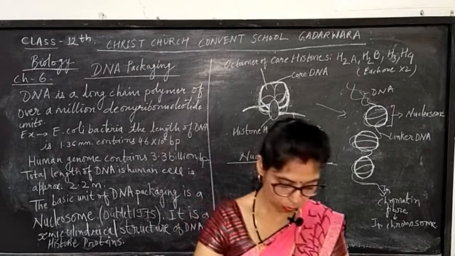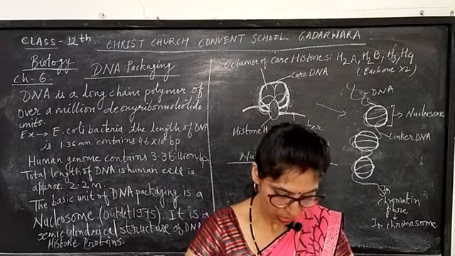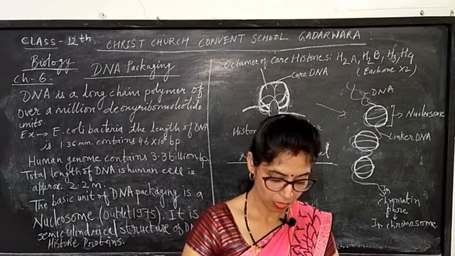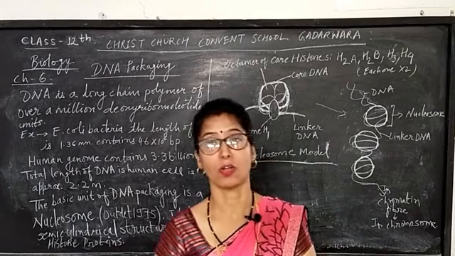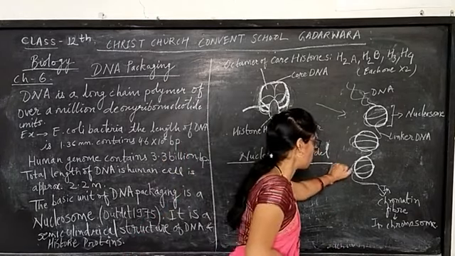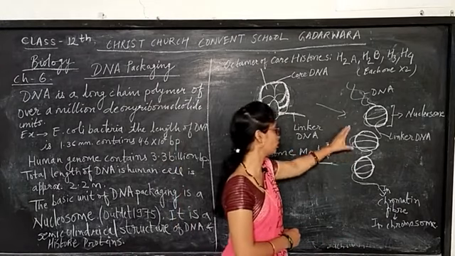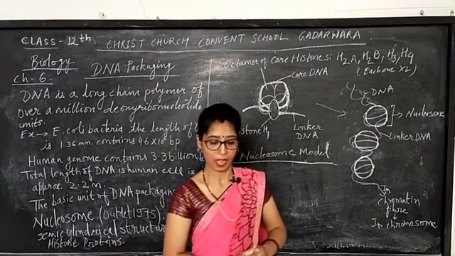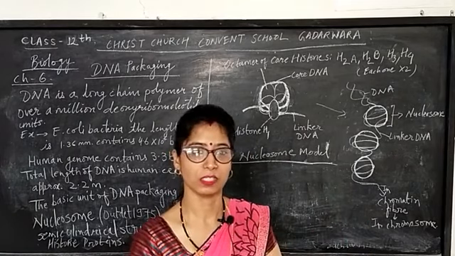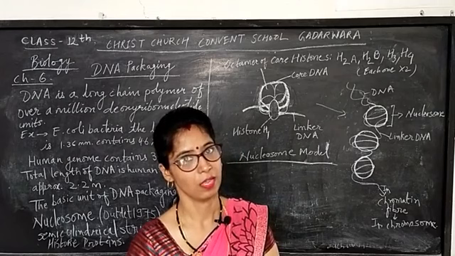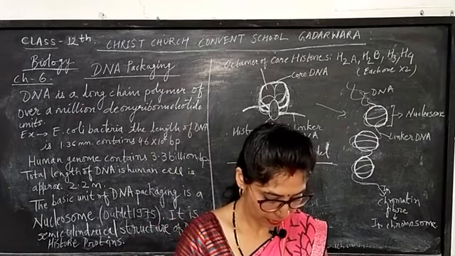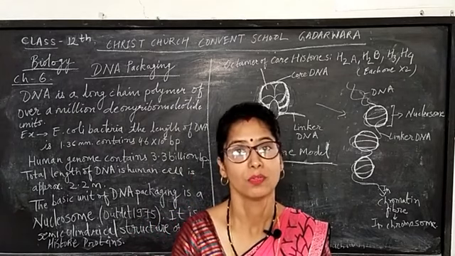So this is about the DNA packaging. 6 nucleosomes again attach and coil together and form a structure called the solenoid. So 6 nucleosomes are attached with each other and form the solenoid, and in this way they are arranged in a chromatin fiber, and this chromatin fiber is in a chromosome. So in this way DNA is packed in a chromosome.